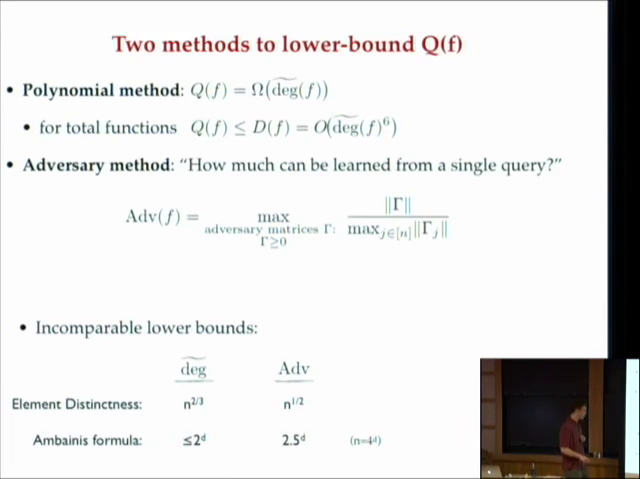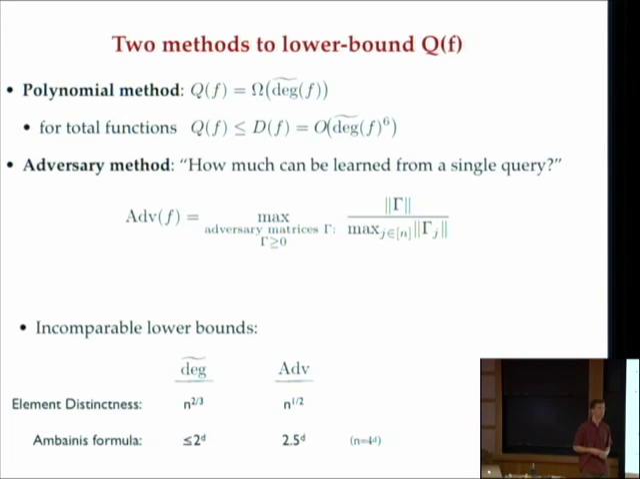Another kind of problem is what's known as the Ambainis formula. Here, the approximate degree, in fact the exact degree, is at most 2 to the d, where d is the depth of the formula and n is 4 to the d. In this case, the adversary bound is 2.5 to the d, so it's better. So we have these two methods, and unfortunately, neither one of them is good enough for all problems.